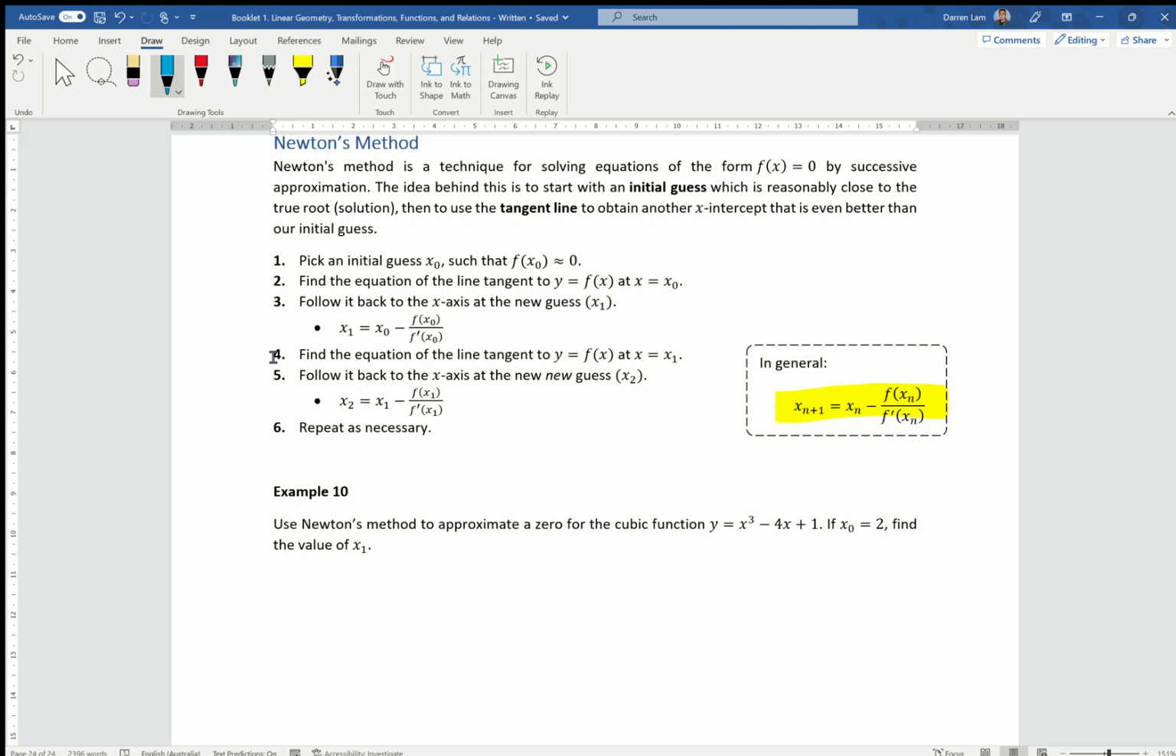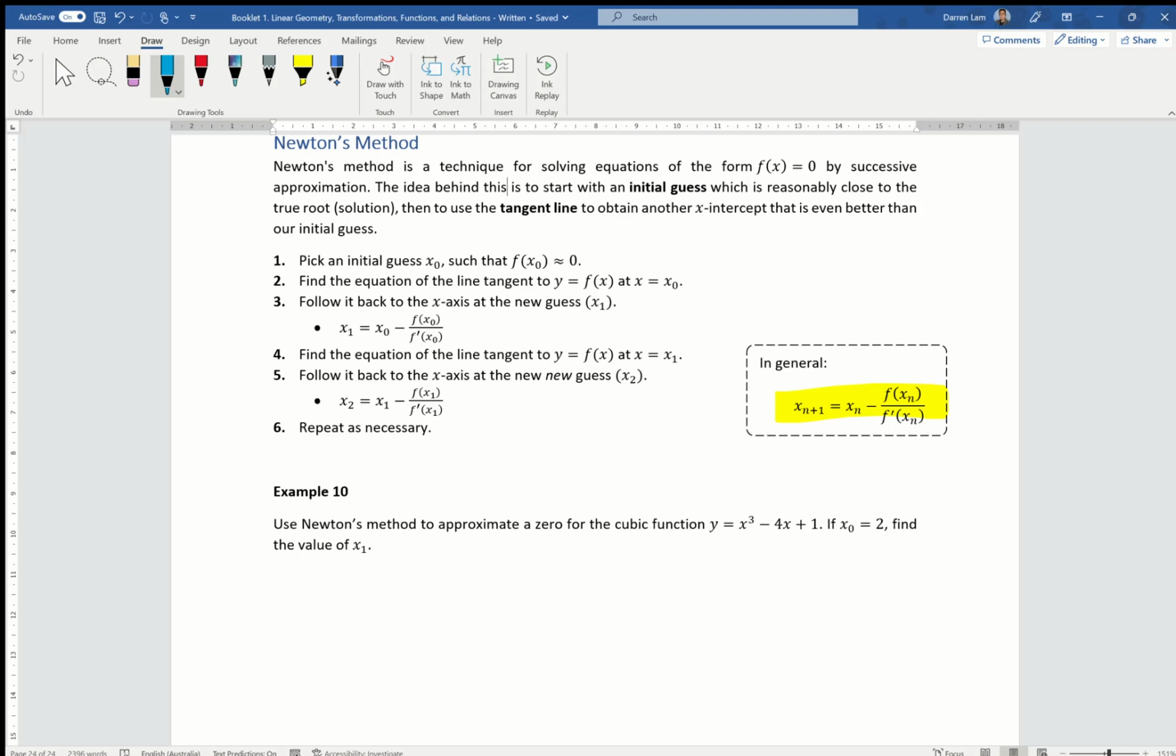But the idea is, for example, if this is the answer, we might start here, and then go here, and then here, and then here, and the answer is going to get closer and closer towards the answer that we should actually get. We find the equation of the line tangent to y equals f of x at your original guess. And then we follow it back to the x-axis at the new guess, x1. Now, it seems very complex, but it's just that formula. I'll show you what I mean in a moment.